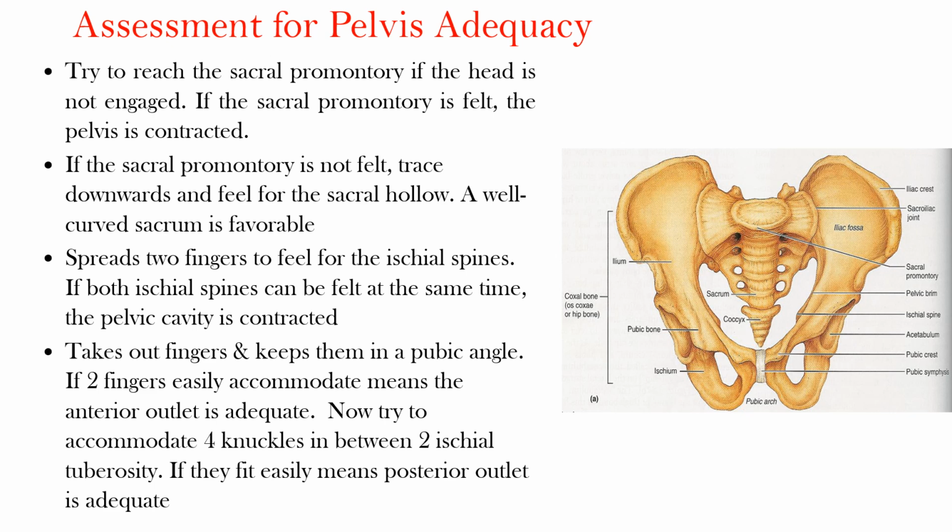For that, first what you need to do is, if the head is not engaged, which means the head has not come down to the ischial spine, then you need to try to feel the sacral promontory. This is the bone, the sacral promontory, you need to feel this. So if you are able to feel this, that means the pelvic is contracted, it is not good.